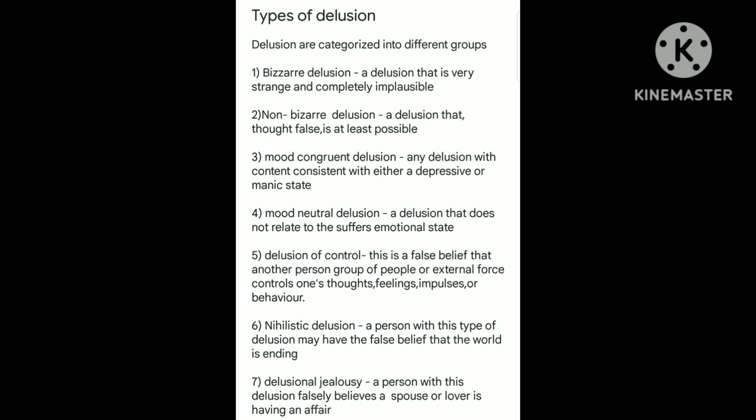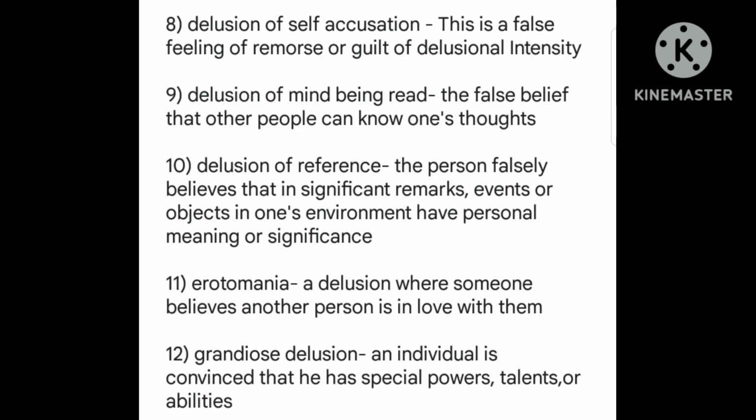Delusion of control. This is a false belief that another person, group of people, or external force controls one's thoughts, feelings, impulses, or behavior. Nihilistic delusion. A person with this type of delusion may have the false belief that the world is ending. Delusional jealousy. A person with this delusion falsely believes a spouse or lover is having an affair. Delusion of self-accusation. This is a false feeling of remorse or guilt of delusional intensity. Delusion of mind being read. The false belief that other people can know one's thoughts.